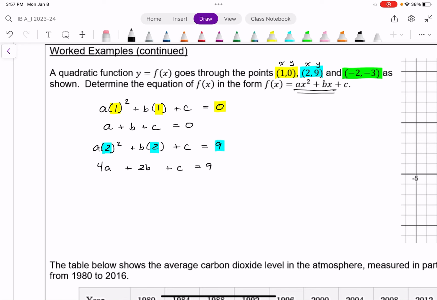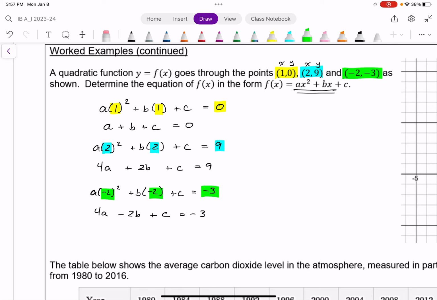And if I do this one more time for my last point, negative 2, negative 3, I know when I have a times negative 2 squared plus b times negative 2 plus c, all of that must equal negative 3. Or cleaning it up, 4a minus 2b plus c must equal negative 3.